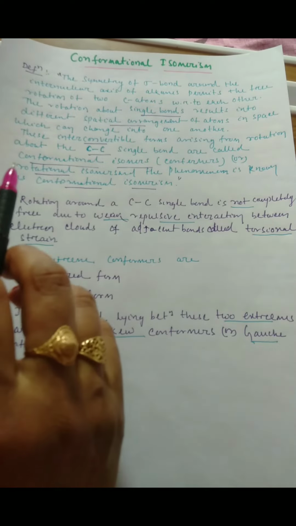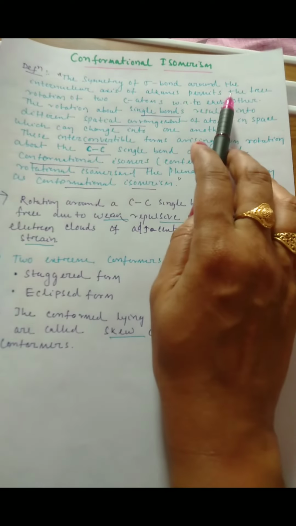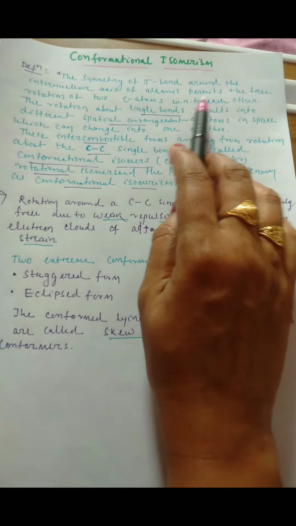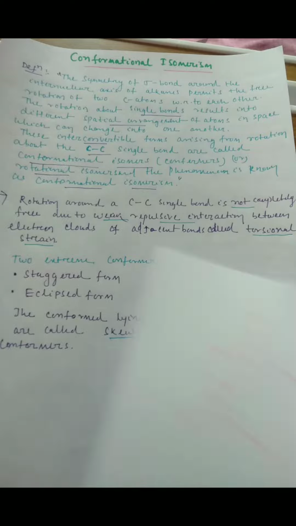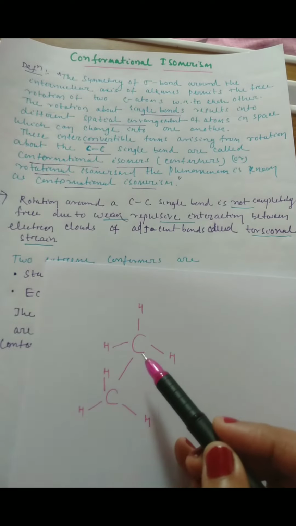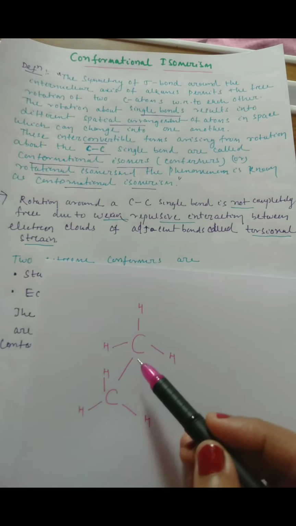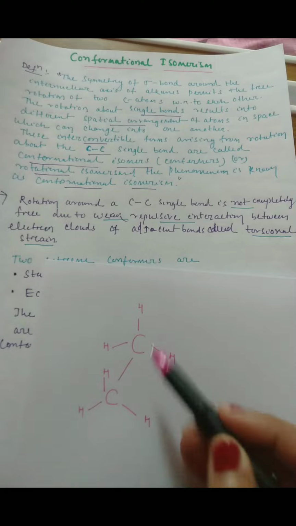Conformational isomerism. The symmetry of the sigma bond around the internuclear axis of alkanes permits the free rotation of two carbon atoms with respect to each other. For example, if we take an alkane, suppose ethane, due to this carbon-carbon single bond, free rotation occurs.